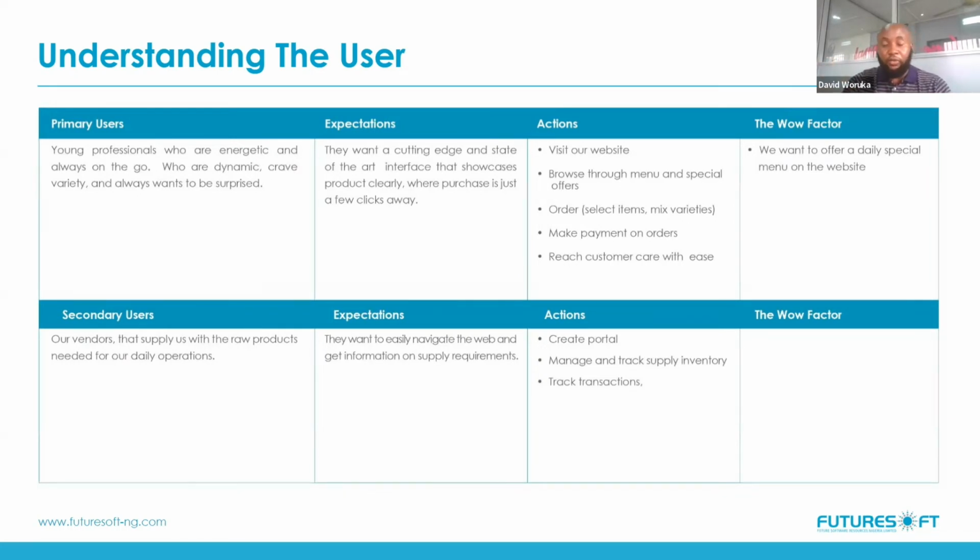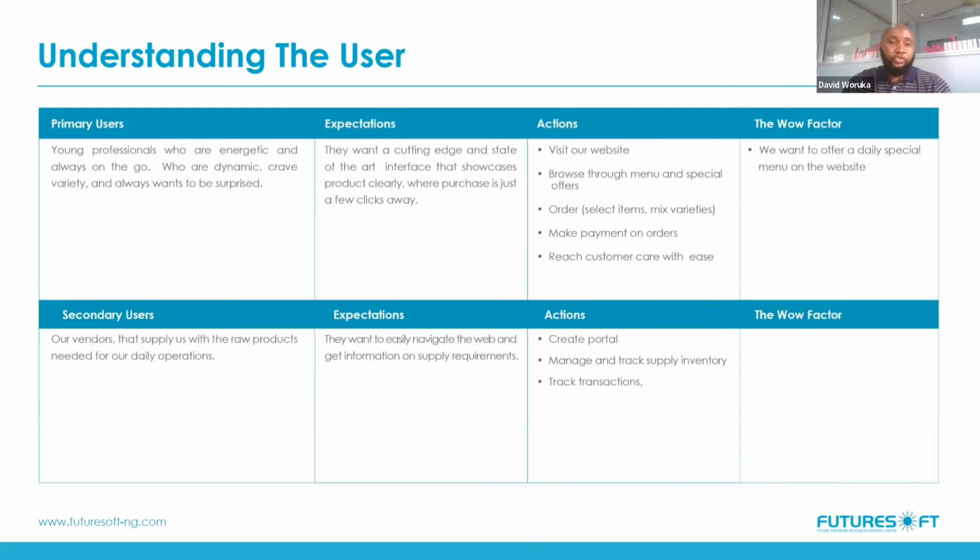Then for the wow factor, this is what the business is like. It's already saying we want to offer a daily special menu on the website. So if they are going to offer a daily special menu on the website, that means you have to start to figure out or think about ideas on how we integrate this. This is a key thing for them. So how do we bring it to life and how do we push it in a way where it is also going to be a major thing when the user interacts with the website.